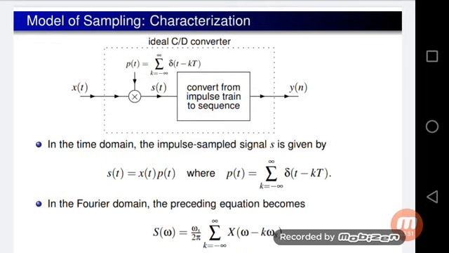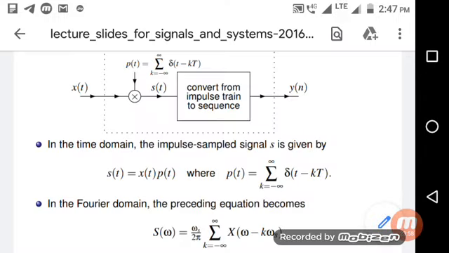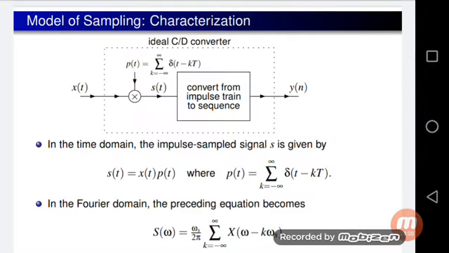In the Fourier domain, the preceding equation becomes S of omega equal to omega_s by 2 pi times summation of k equal to minus infinity to infinity of X of omega minus k omega_s.